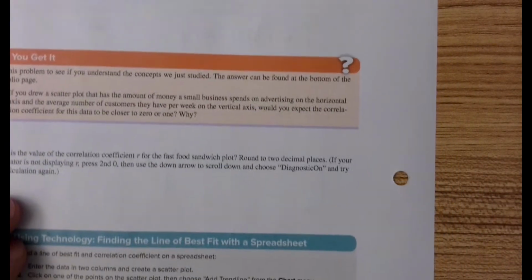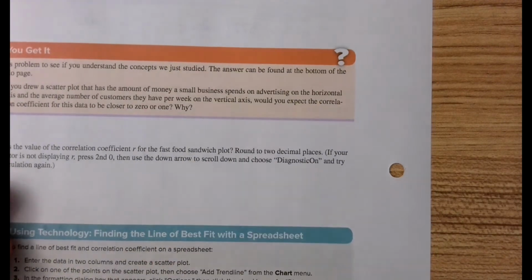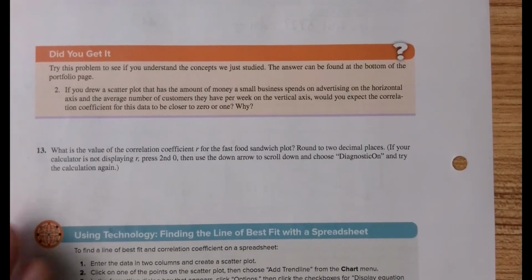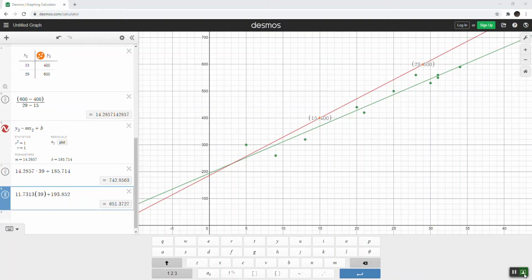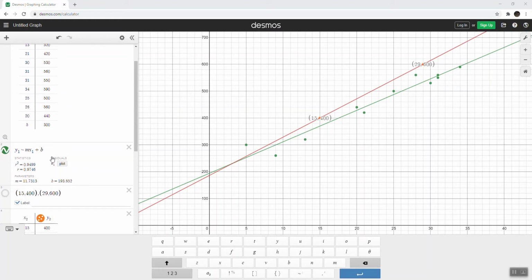Okay, so what was the R value for the coefficient for the fast food sandwich plot? Well, we have that in Desmos. You could ignore all this diagnostics mess. Who needs that calculator when we've got Desmos? So here was our data set. Here was the regression equation. Here's the R value. That R is equal to 0.9746. I'm going to write down the R squared value.